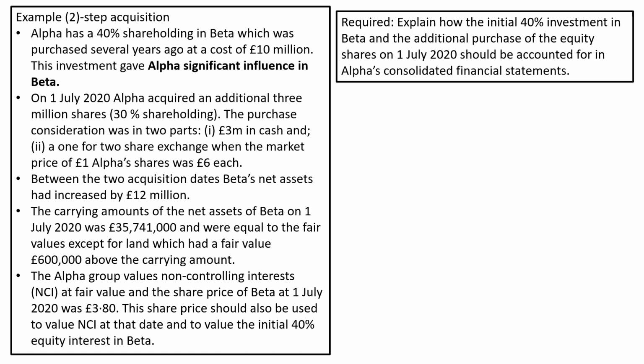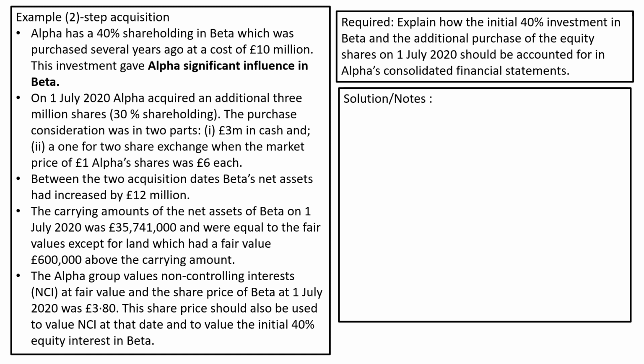So what is required here is to explain how the initial 40% investment in Beta and the additional purchase of the equity shares on 1st of July 2020 should be accounted for in Alpha's consolidated financial statements.